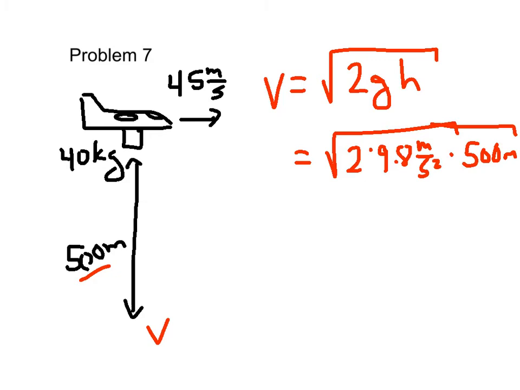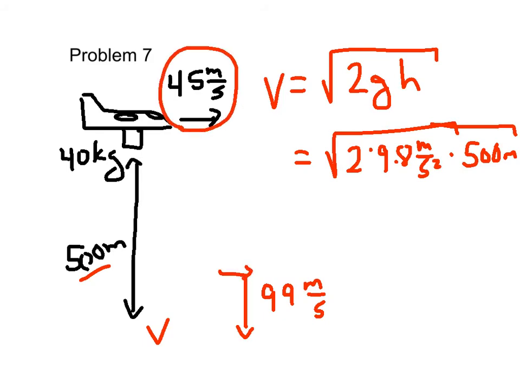Now, the only reason that this problem is a little tricky, perhaps, is because this velocity is only talking about the vertical direction. This velocity should come out to be, at 2 sig figs, 99 meters per second, which is what you would have simply if you dropped an object from complete rest and let it fall 500 meters. But remember, it also had a horizontal component of 45 meters per second. So it was actually traveling horizontally in addition to falling vertically.